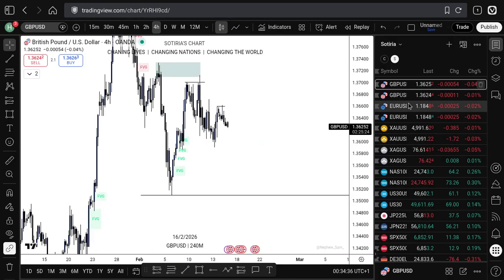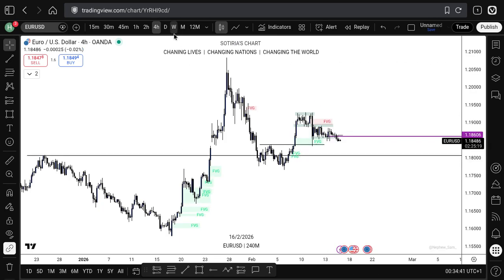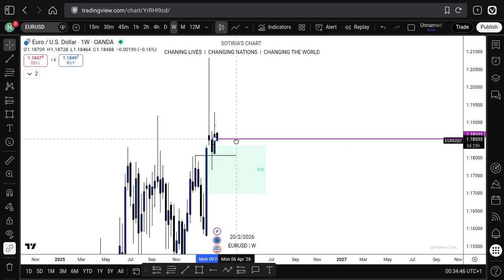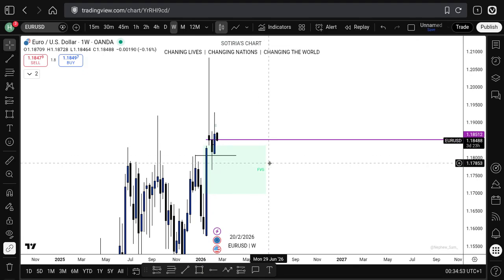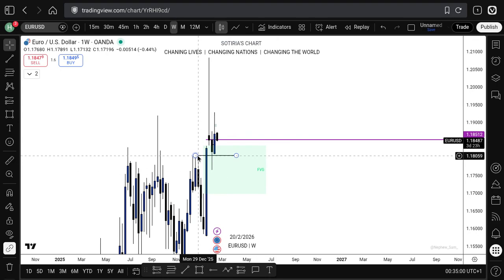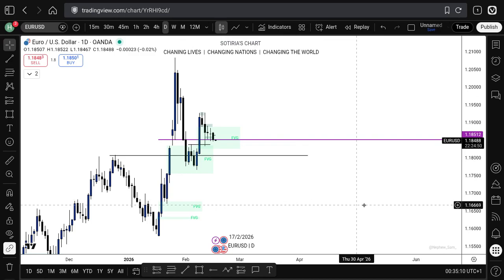Okay. So on Euro USD, what do we have? Starting from the new week, we can see that price now has come into this level right here, into our weekly bullish engulfing. We have a bullish engulfing now on the weekly time frame, coming from our weekly breaker block, which looks like a very strong confirmation for a buy.